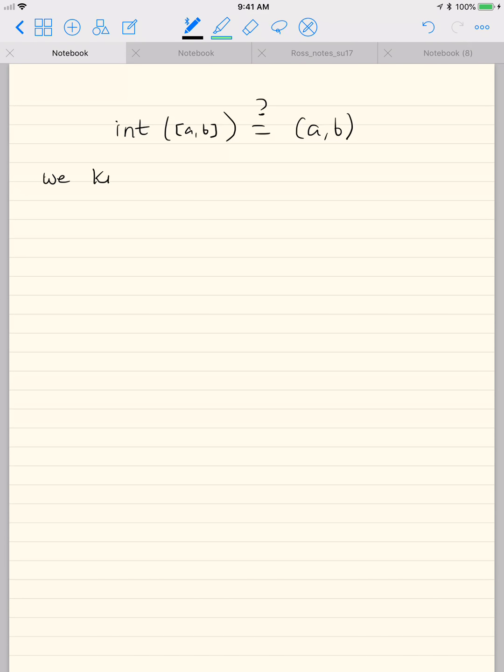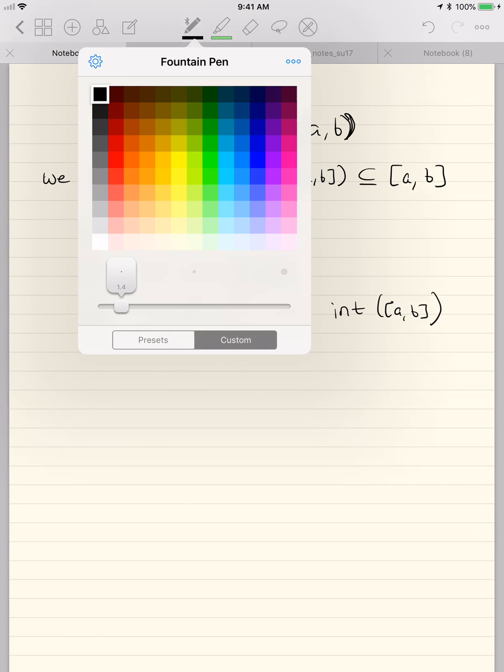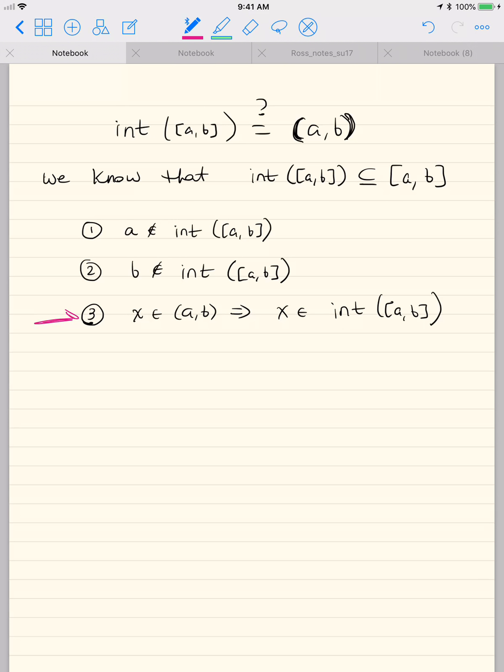Well, we know that the interior of [A, B] is a subset of [A, B]. So if we are saying that the interior is equal to (A, B), here's what we would need to do. We would need to prove that number one, A is not in the interior of [A, B]. Number two, B is not in the interior of [A, B]. And then number three, X belonging to (A, B) implies X belongs to the interior of [A, B]. So this third bullet point is proving that (A, B) is a subset of the interior.